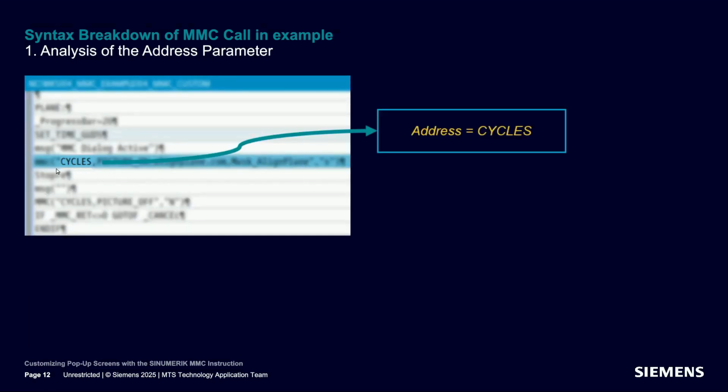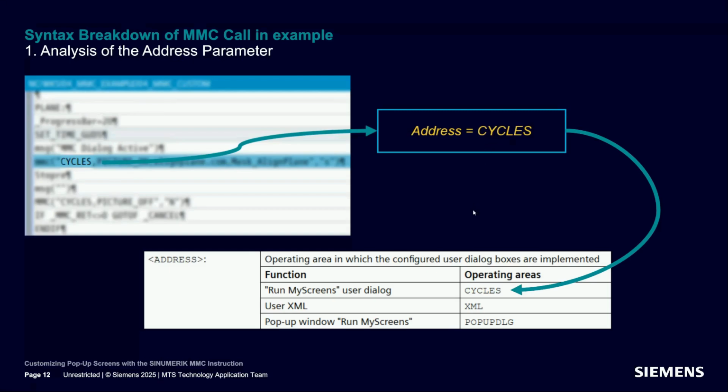Now, when we look at the instructions, we can see that the address parameter was specified in our example as cycles. And if we look at the NC programming manual help, we can see that there are 3 permissible values for the address. They could be cycles, XML, or pop-up dialog. So maybe later on, we'll get into how to use other address parameters. But for now, we're going to focus on the cycles parameter.